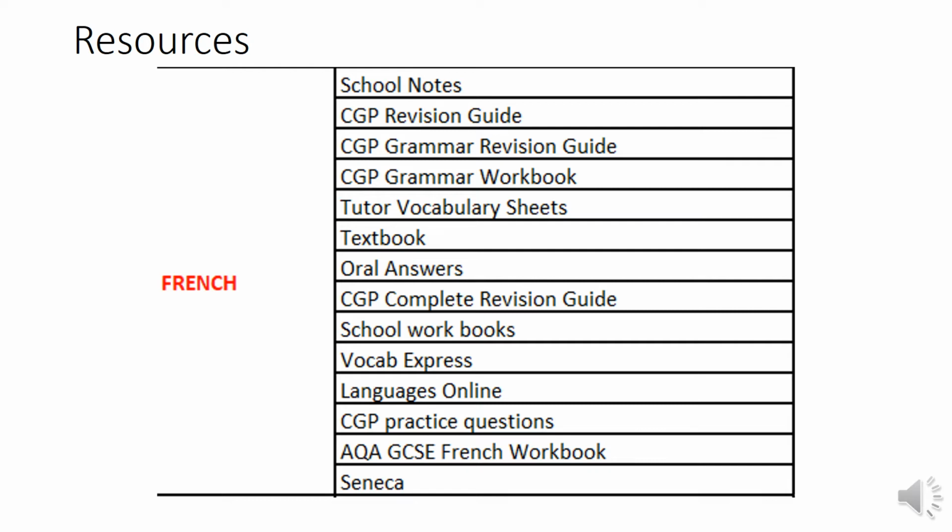Vocab Express, which is a website which your school may have access to, Languages Online, which is another website which goes through grammar points and verb conjugations, CGP practice questions to go along with the revision guides as practice exam papers. We were given a GCSE French workbook from school as well, and finally a website called Seneca, which I'll go into more detail later.